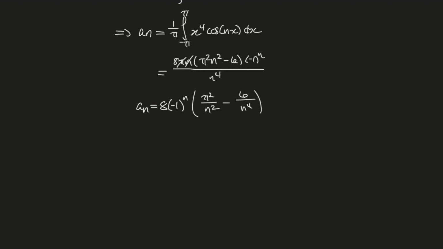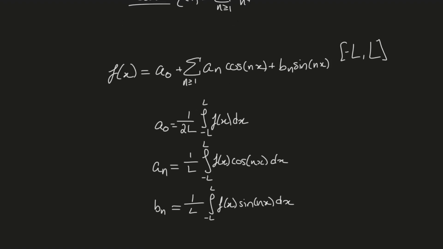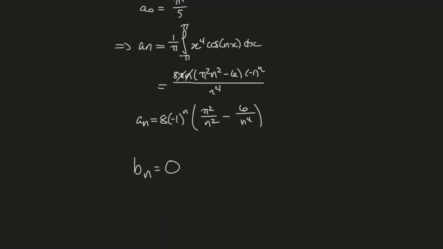Now all that's left to find is b sub n. Now b sub n is this expression here, although if we plug x to the 4th power for f of x, we get this integral. And notice that this is an odd function, and we're integrating it over a symmetric interval, meaning the whole thing just goes to 0. And that also implies that this whole part of the sum is going to be 0. So b sub n equals 0. Now we have all of the pieces and we can put them back together.